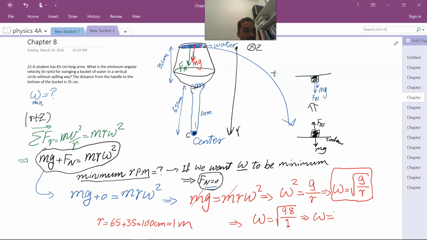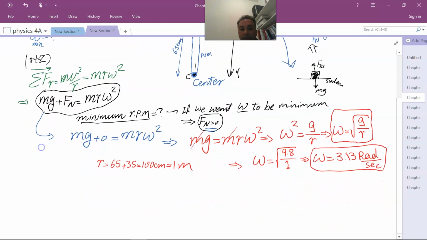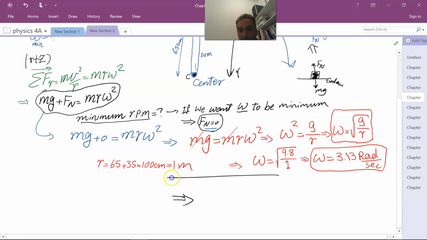Square root of 9.8. The answer is 3.13 something, close to pi. So omega is 3.13 radians per second. But the book wants me to find it in RPM. So then omega will be 3.13 RPM.